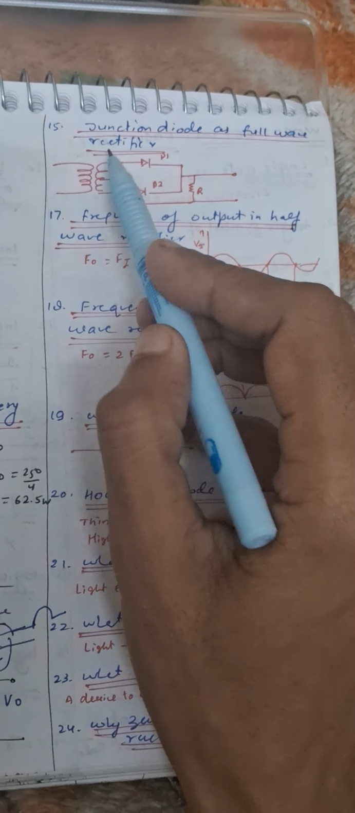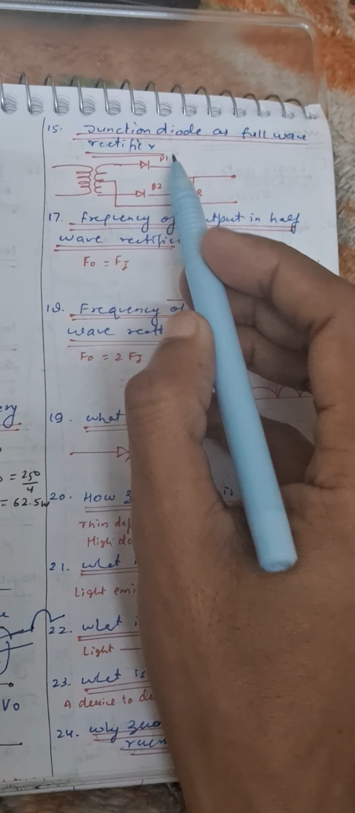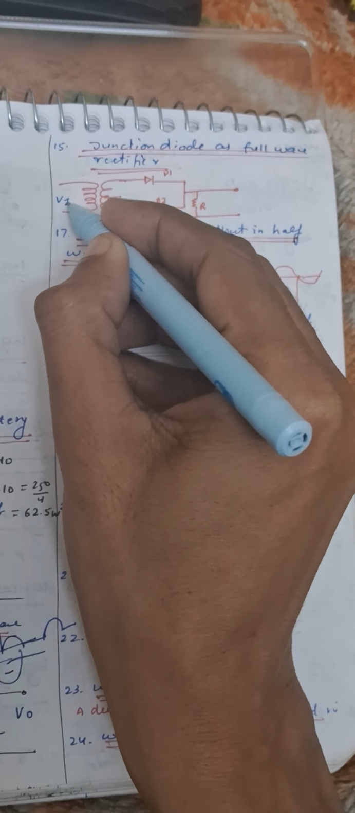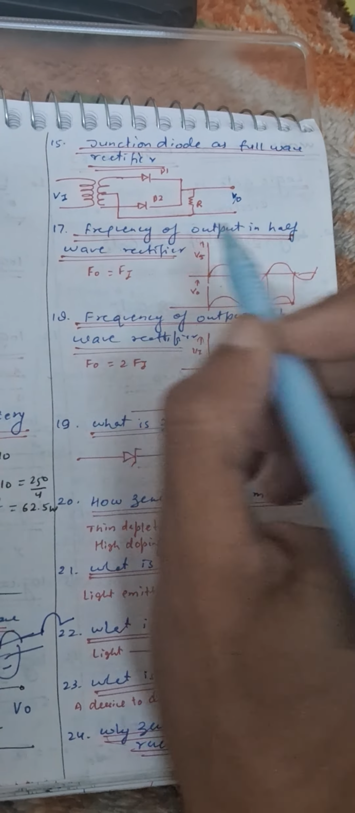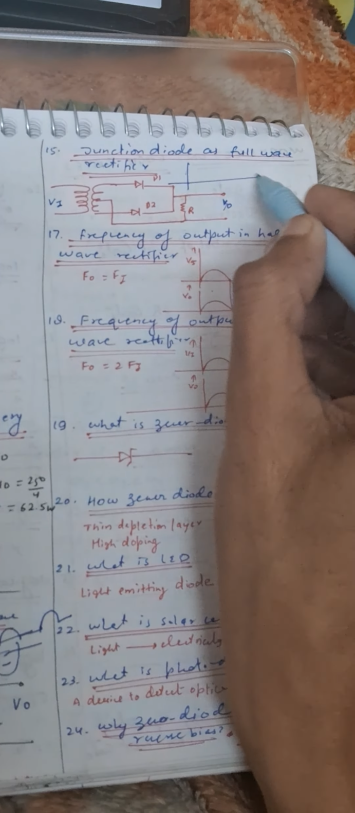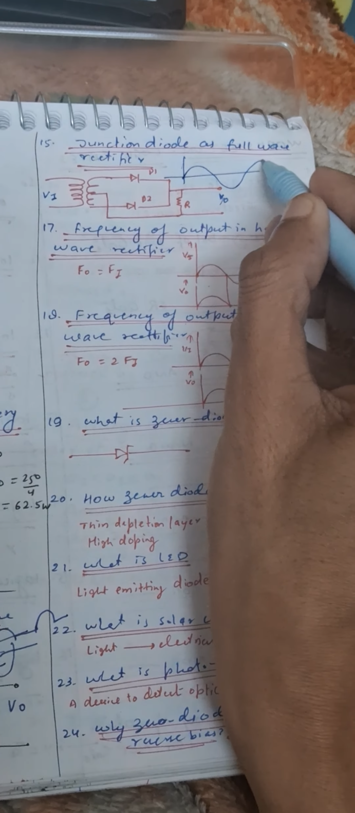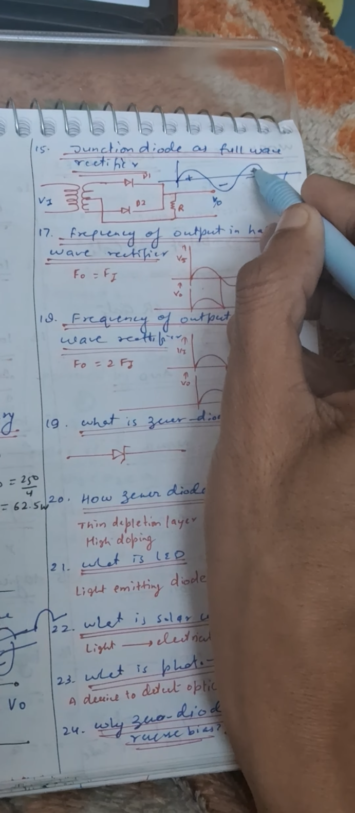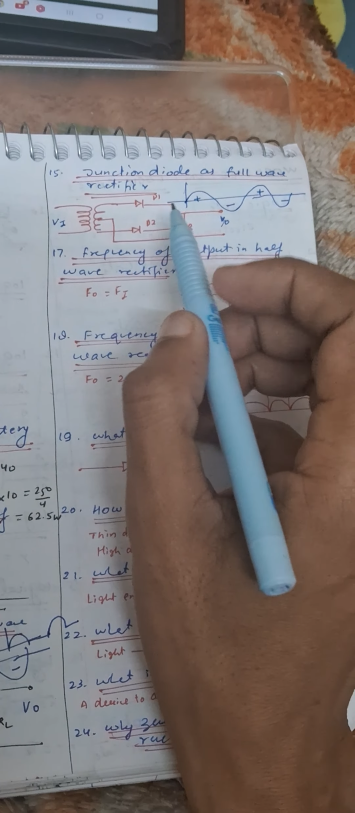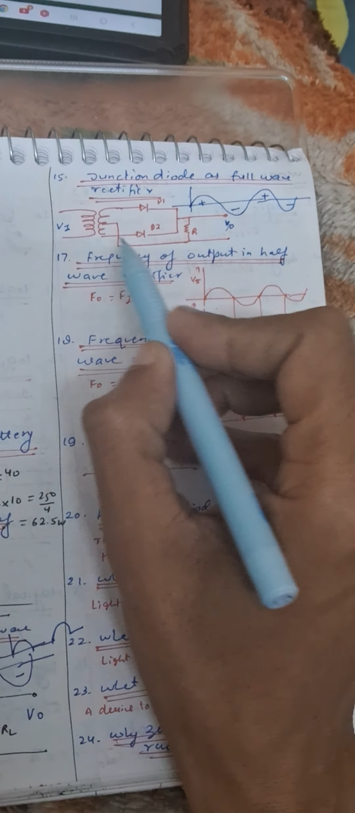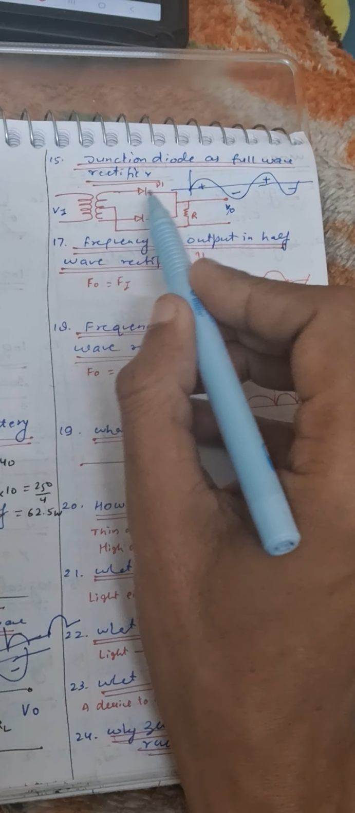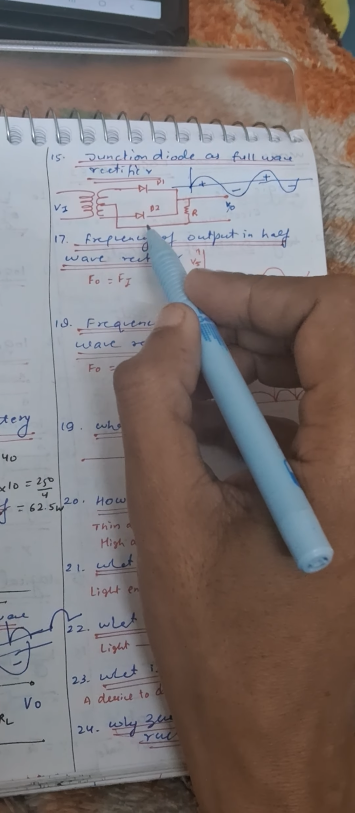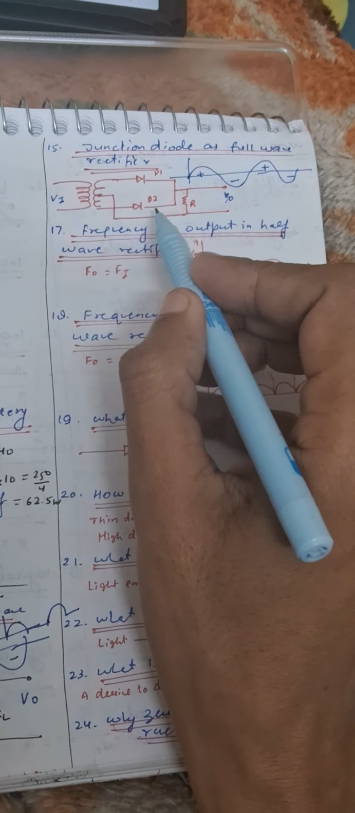Next is junction diode as a full wave rectifier. In this we use two diodes, D1 and D2, and a center tap transformer. Input is here, output is taken over here, and suppose the input voltage is like this. This is positive during the first cycle, then negative, then positive, then negative. During the positive cycle, D1 will be forward biased, so it will conduct. D2 will be reverse biased, so it will not conduct.